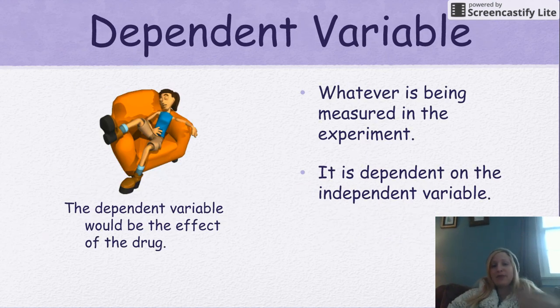Dependent variable is then the effect of the drug that you have taken. It's whatever's being measured in the experiment, okay? And it is dependent on the independent variable.